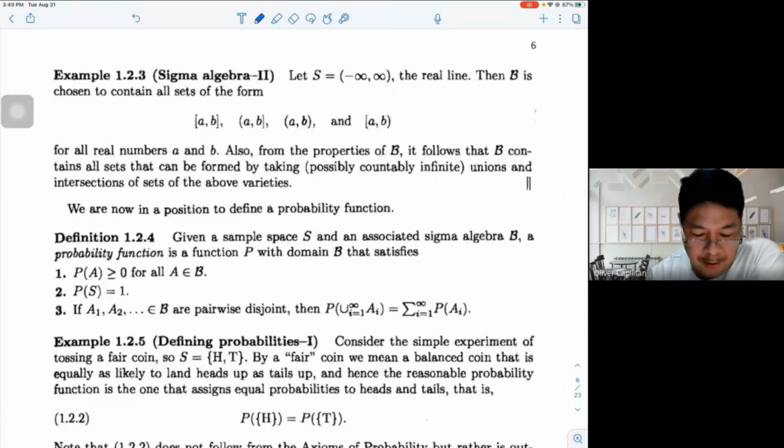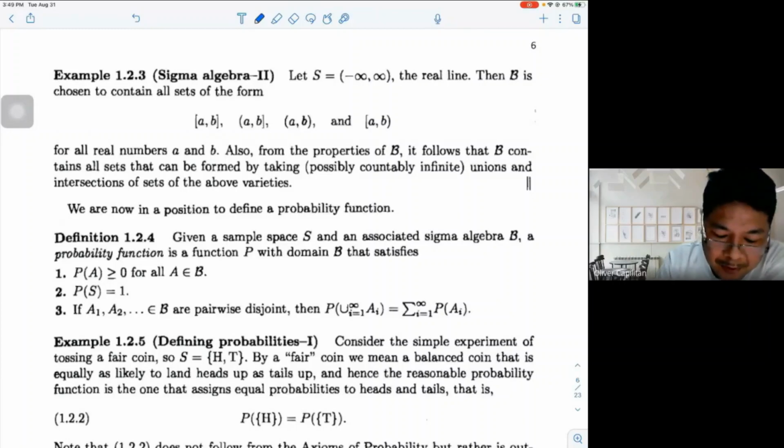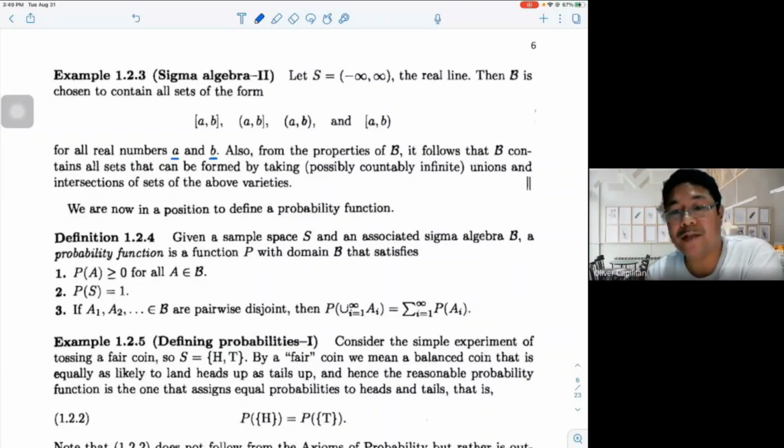So here we have these intervals for real numbers a and b. So that is our sigma algebra script B.